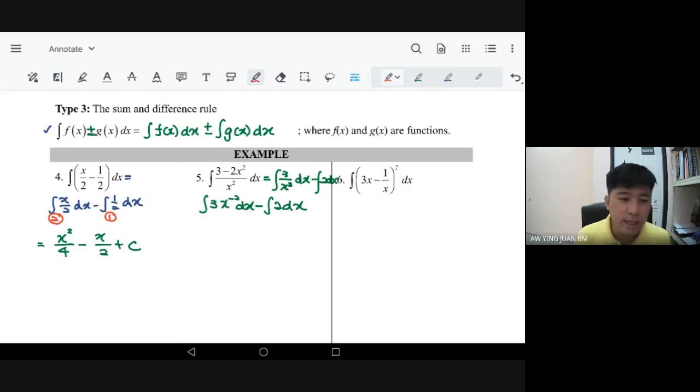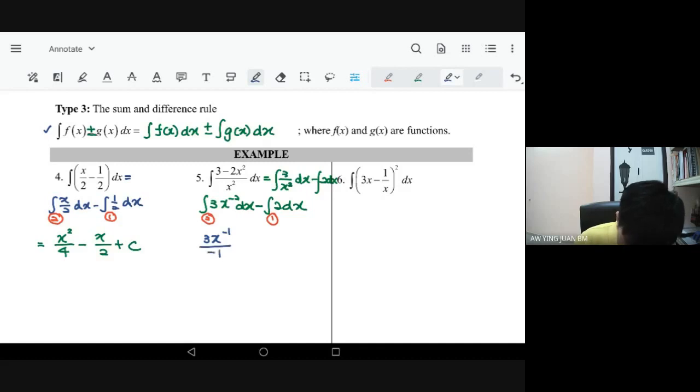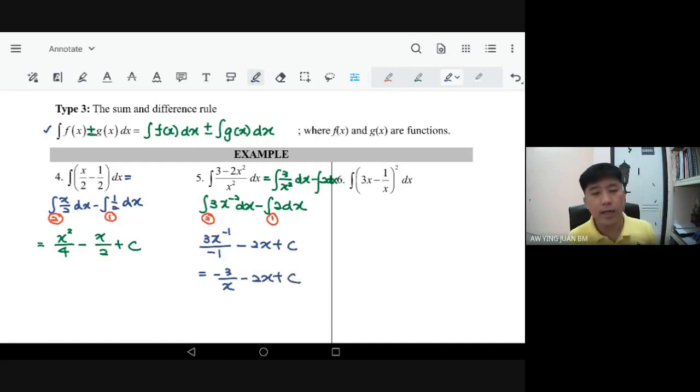And then, saya nampak ini adalah rules number 2, ini adalah rules number 1. So, harapnya dapat tambah pengalaman anda. Rules tu yang penting. So, continue. 3x to the power of negative 1 minus 2x plus with the c. Finally, negative 3 over x minus 2x plus with the c. So, itu jawapan akhir saya lah.